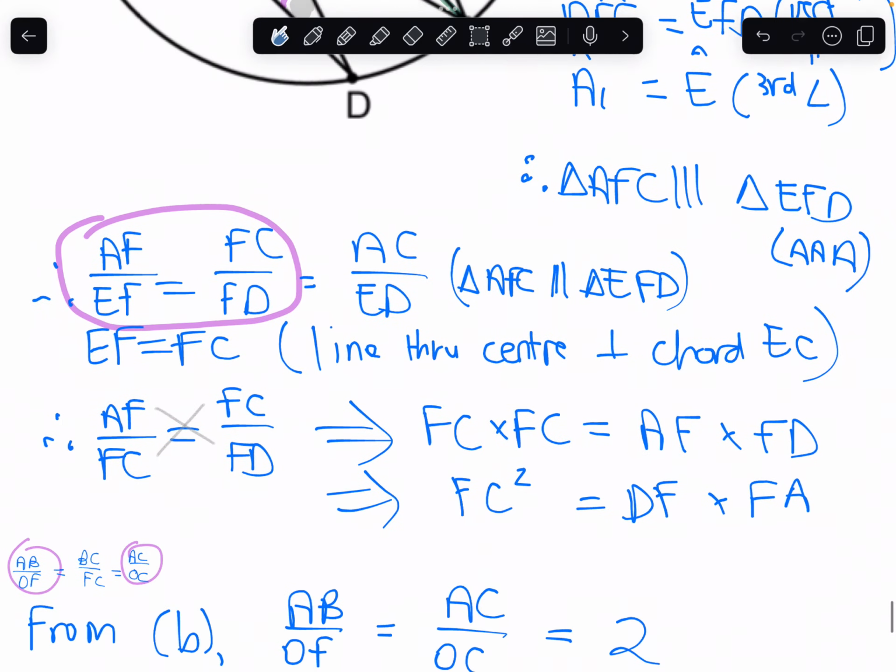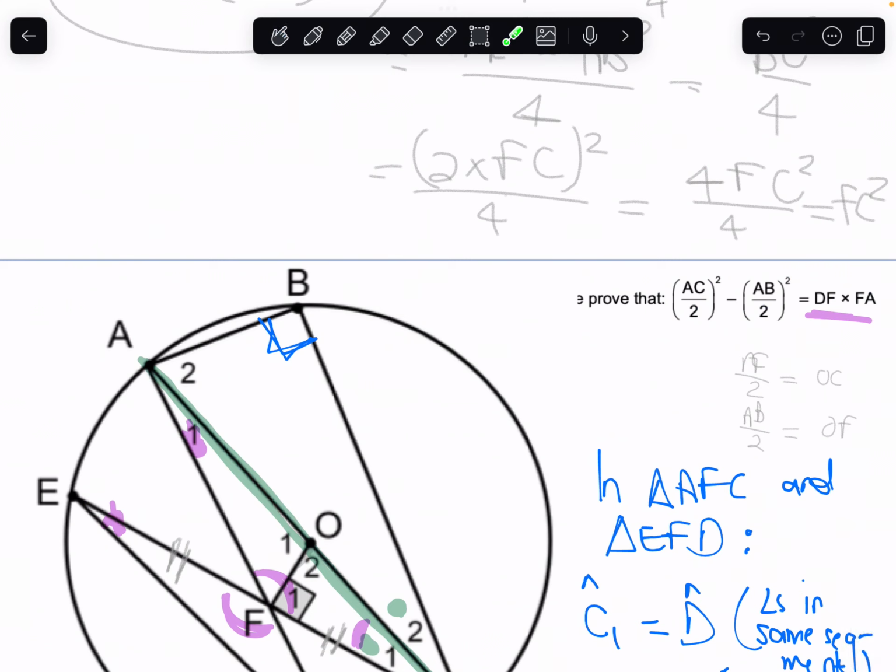And so because FC squared is equal to the left hand side and FC squared is also equal to the right hand side of this identity, if we can call it that, then we have proven that these two are equal. So that's an interesting take.